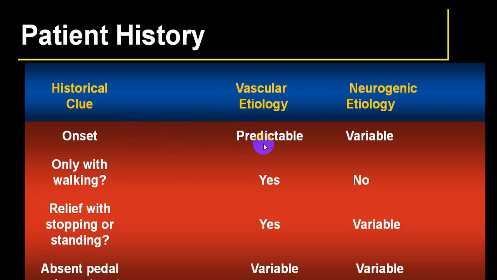In vascular, the onset is predictable, while in neurogenic it is variable. Vascular claudication will come only on walking. This will not be classical in the case of neurogenic. Vascular will be relieved by standing or stopping walking, while you will have a variable response in neurological. Pulse will usually be low volume or absent, while in neurogenic it will be typically variable. And we have mentioned one thing: in vascular, while climbing a staircase the symptoms and signs will increase, and they will decrease a little while coming down the staircase, while this will be just the opposite in a neurogenic etiology.